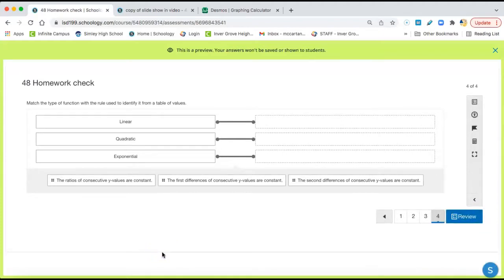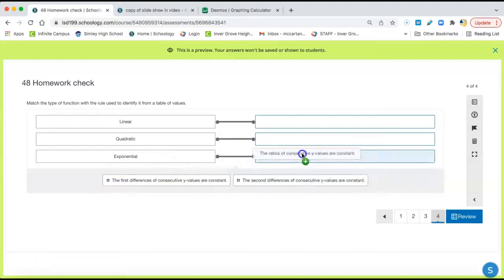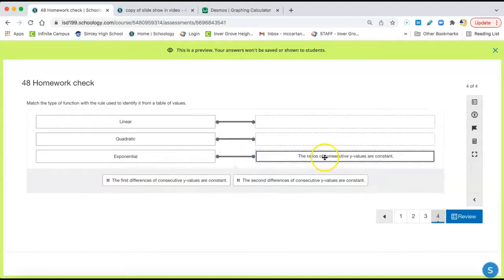All right, guys, the hardest part is with the tables. We're going to work with them quite a bit. All right, guys? When the ratios of consecutive y values are constant, the ratios, when you divide them, that's exponential. That's kind of the new one, okay?